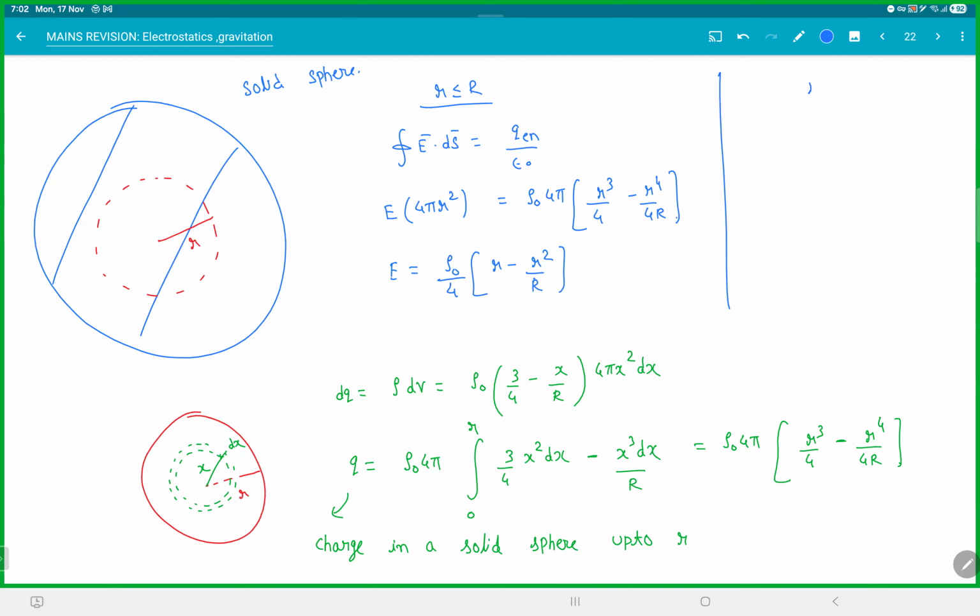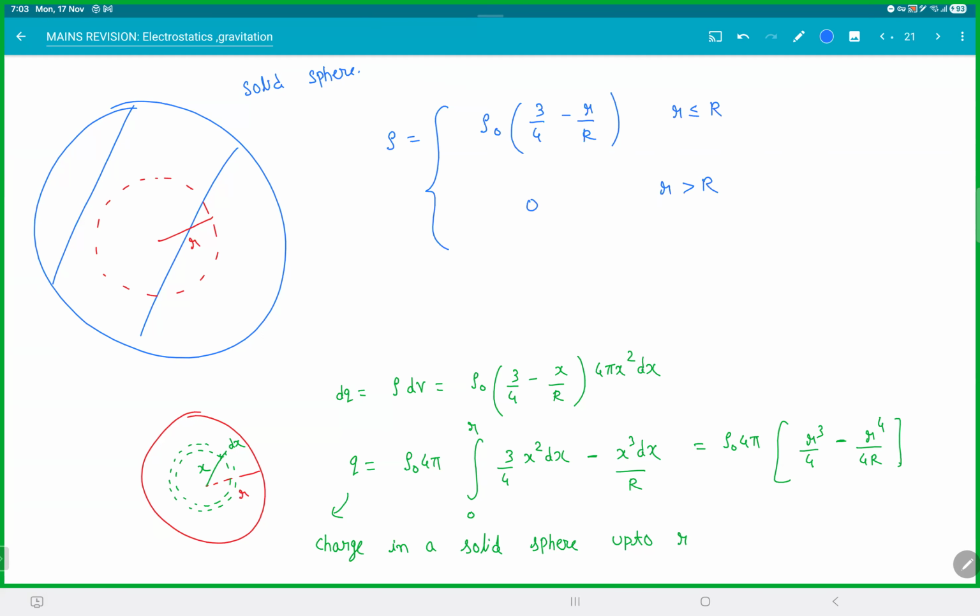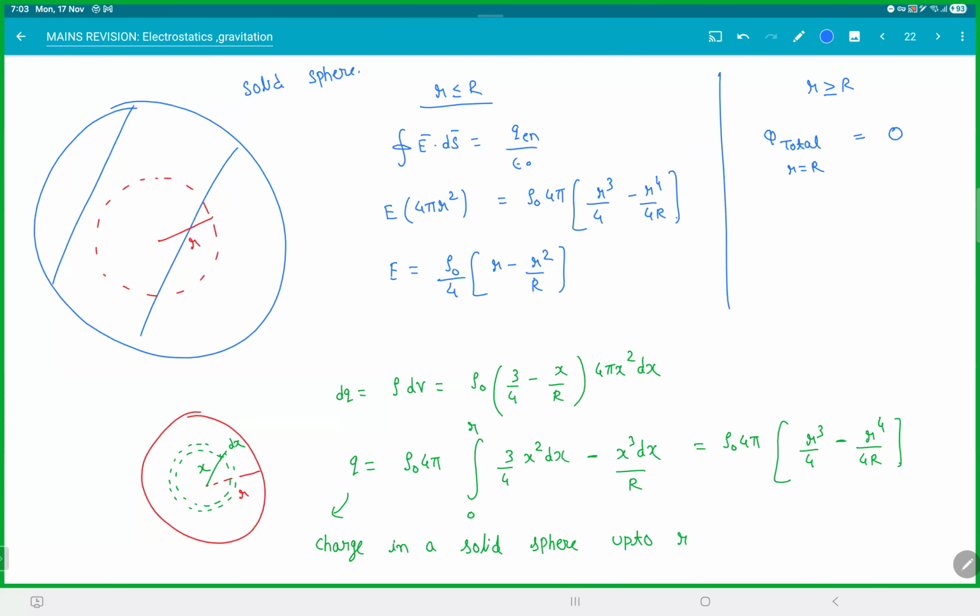And for r greater than or equal to R, the total charge will be Q total. When you put r equal to capital R, that comes out to be R cube by 4, minus R cube by 4, which is 0 actually. Interesting. So the electric field outside is 0. Clear with that?